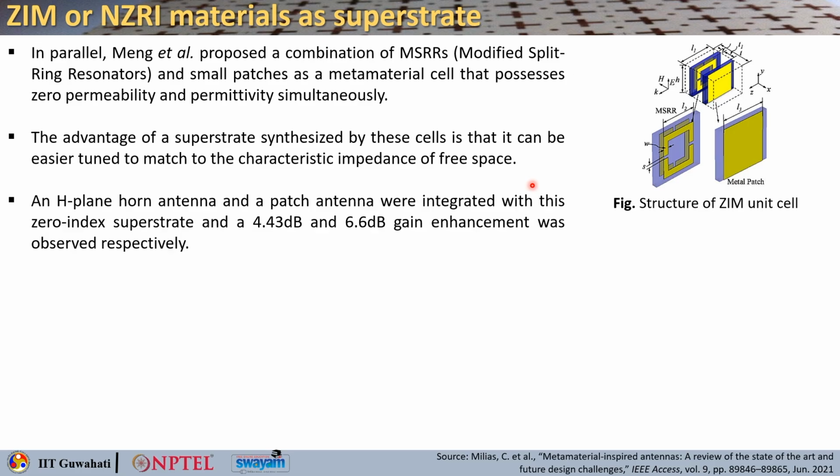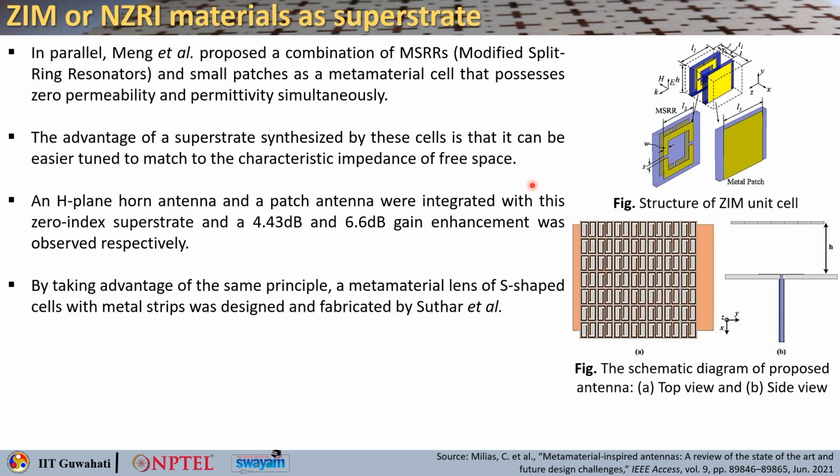So, they did the experiment by putting an H plane horn antenna and a patch antenna like this. This is the patch antenna, the side view. This is where they have put this superstrate. They have seen that when you integrate this zero index superstrate with the horn antenna and the patch antenna, you can get almost around 4.43 dB and 6.6 dB gain enhancement respectively.